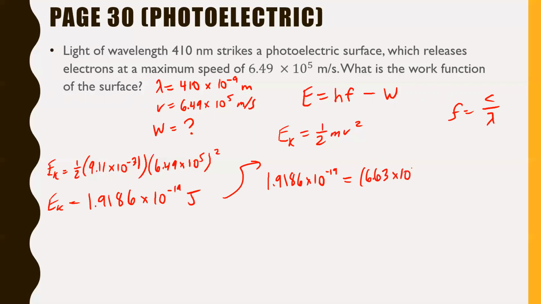6.63 times 10 to the negative 34 times the frequency, which I've just determined is c over the wavelength, right? So in other words, that's 3.00 times 10 to the 8 over your wavelength, which is 410 times 10 to the negative 9, and then minus the work function. Bottom line is, if we want this work function, we have to add it over and then subtract this whole chunk to the other side and throw it all through.